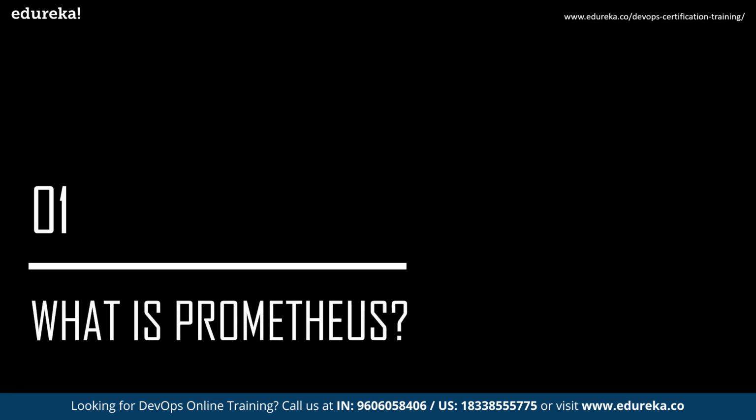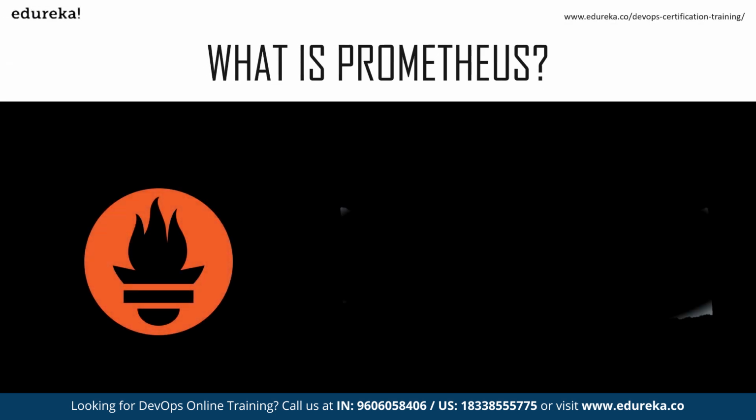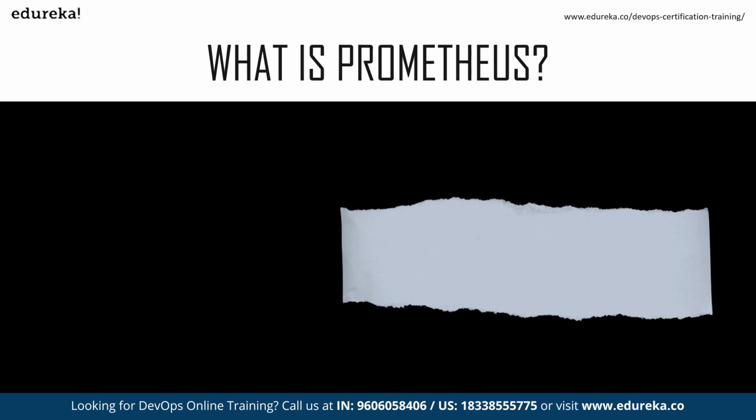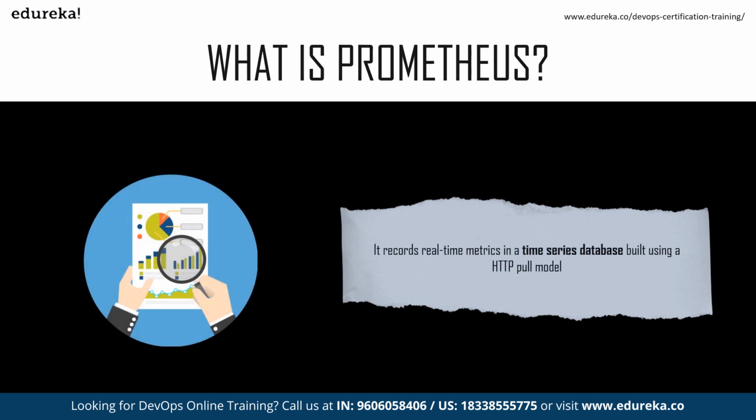What is Prometheus? Prometheus is a free software application used for event monitoring and alerting. Now, what it really does is it records real-time metrics. We'll talk about metrics later on in this session. Now, these metrics that it records are stored in a time series database built using a HTTP pull model. And with this, you also have flexible queries and real-time alerting. Prometheus basically pulls these metrics, which are in a key value format, and stores the data as time series, allowing users to query data and alert in a real-time fashion.